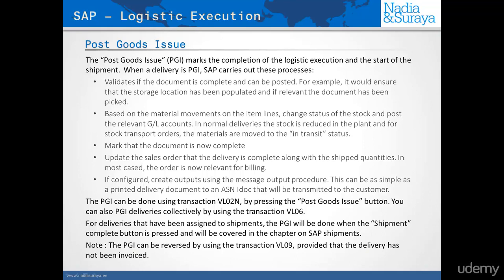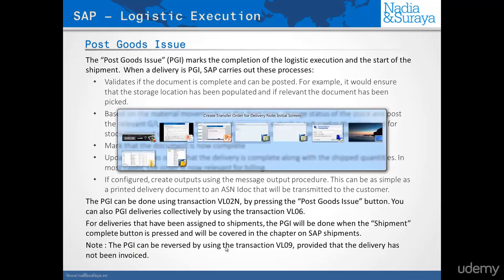A final note, you can reverse the PGI by using the transaction VL09. This resets the document back into its previous state, provided that the invoice has not been created. So, let's have a look at doing a PGI in SAP.